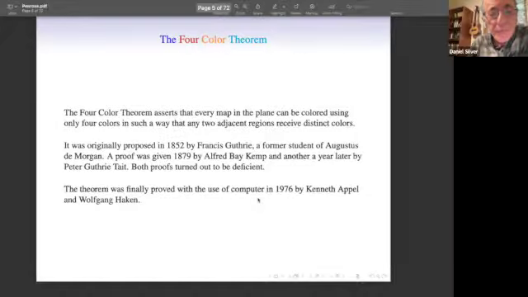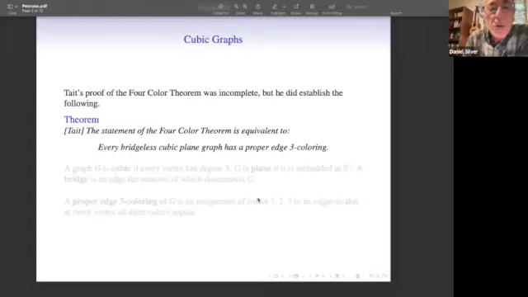So Tait's proof of the four-color theorem was incomplete, but it did establish something very useful. The statement of the four-color theorem is equivalent to this. Anytime you have a bridgeless cubic plane graph, it will have a proper edge 3-coloring.